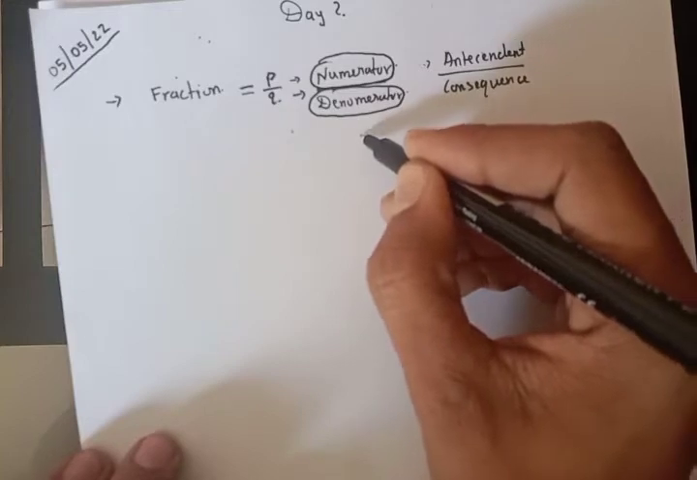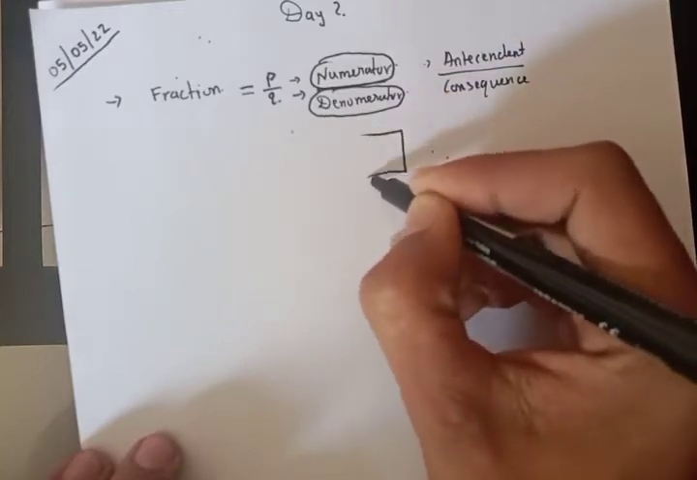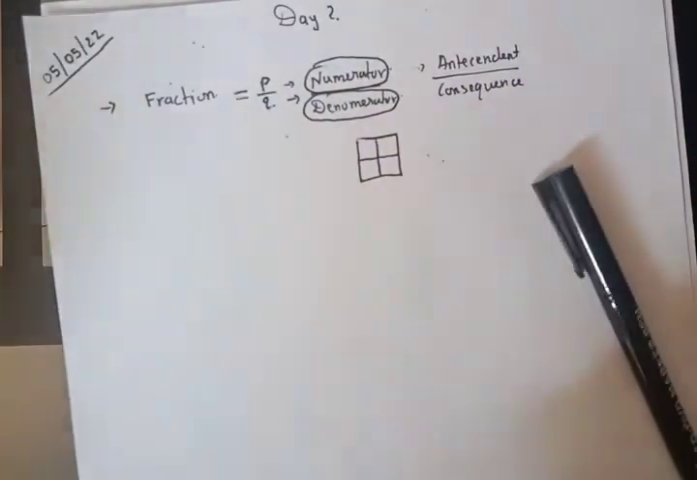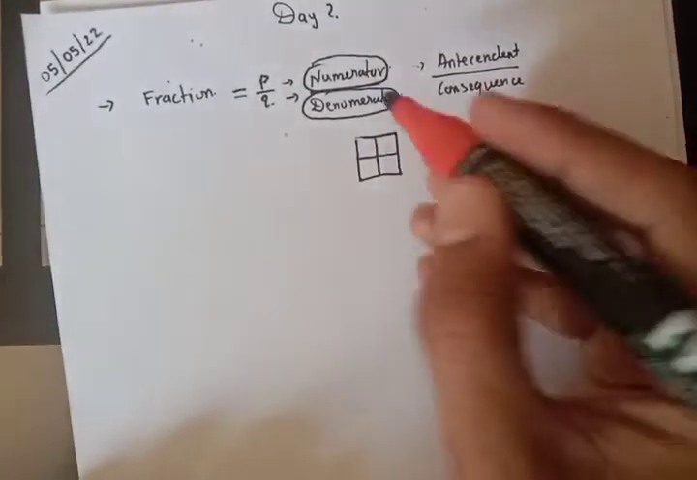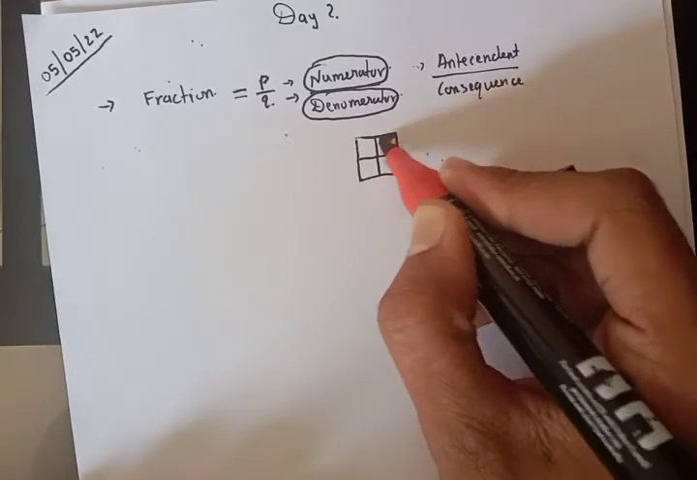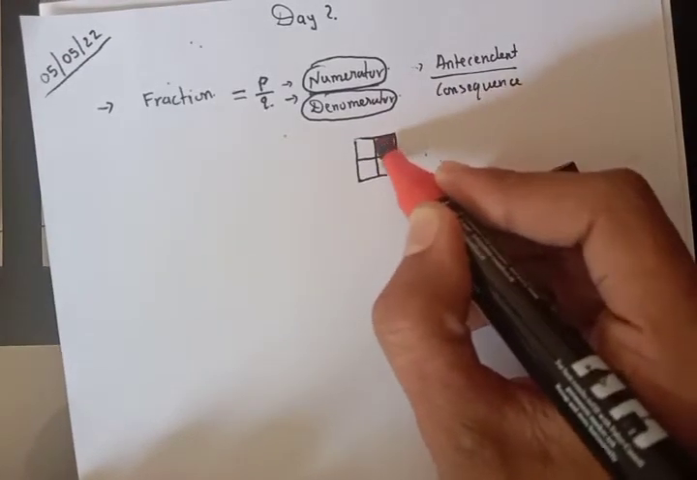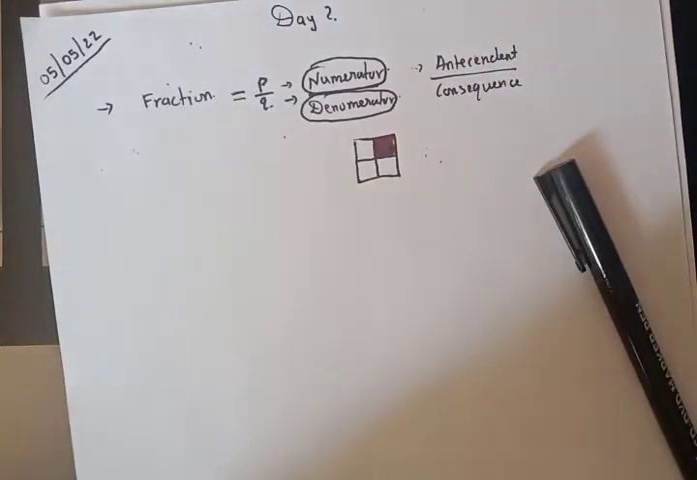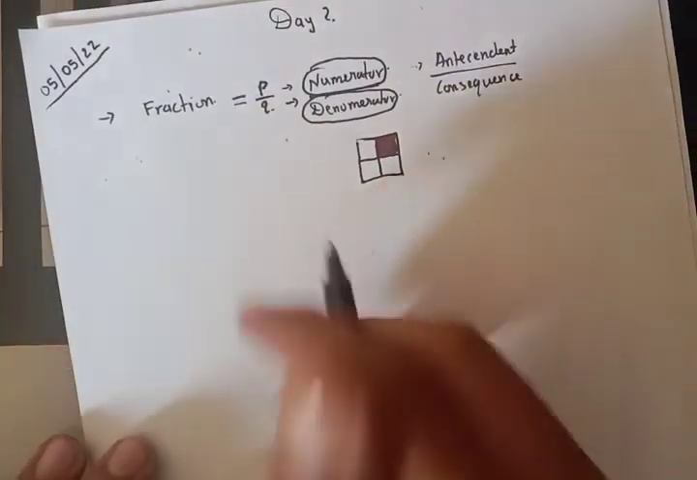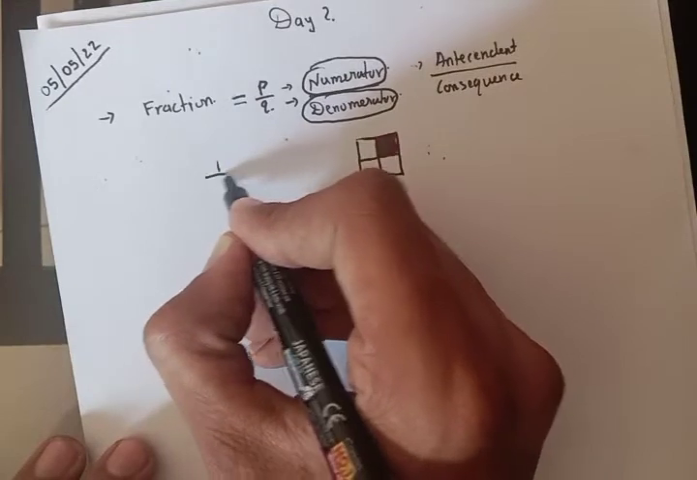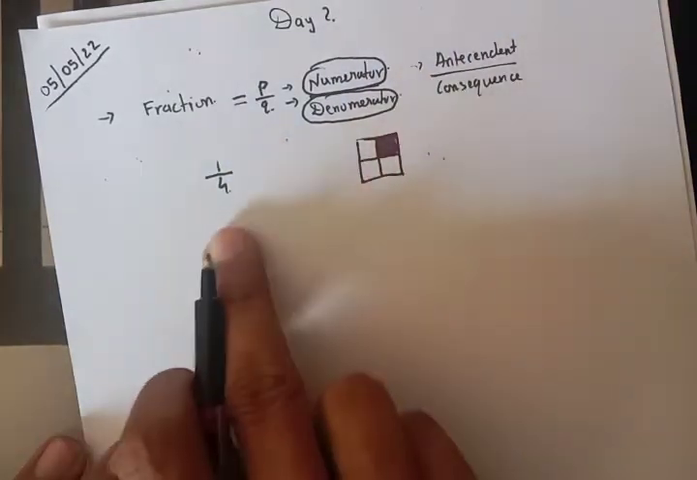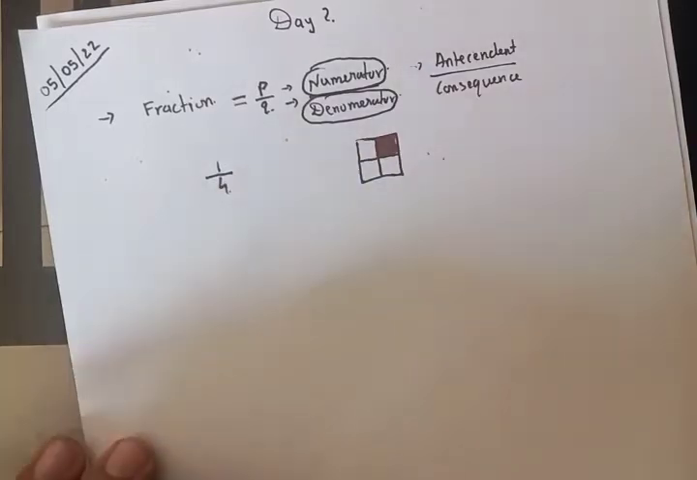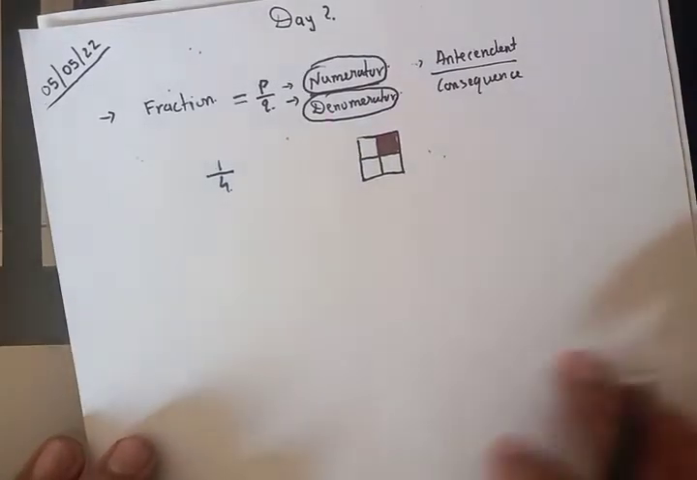Suppose there is a square, and there are 4 boxes in the square, and if I circle one part, I can write it as 1/4. So in the denominator you always have to write the total number of anything. In the numerator we have to write the selected number.